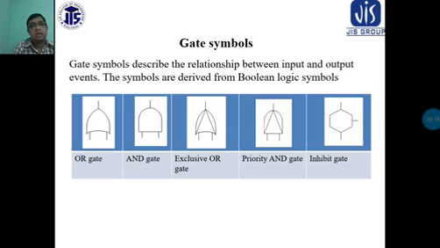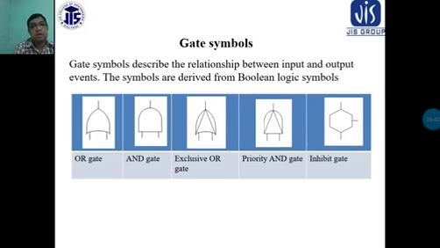Now the gate symbols. Basically, different types of gates are used: the OR gate, the AND gate, the exclusive OR gate, the priority AND gate, and the inhibit gate. The gate symbols describe the relationship between input and output events. These symbols are derived from Boolean logic systems.